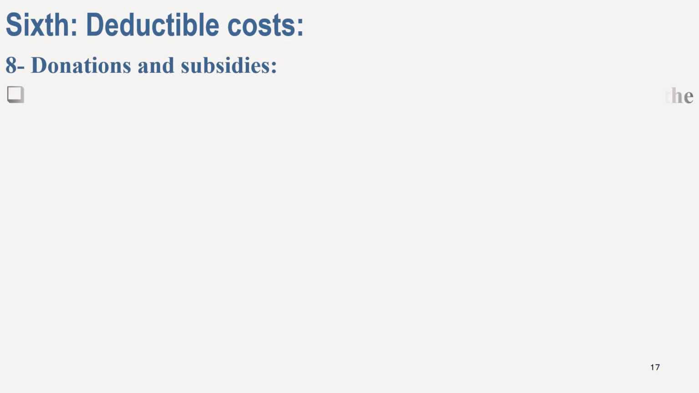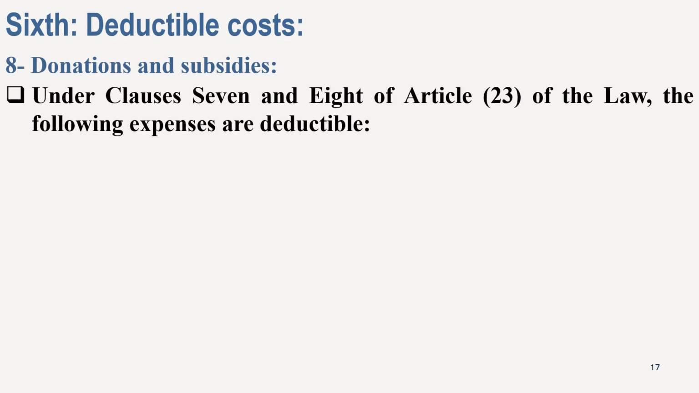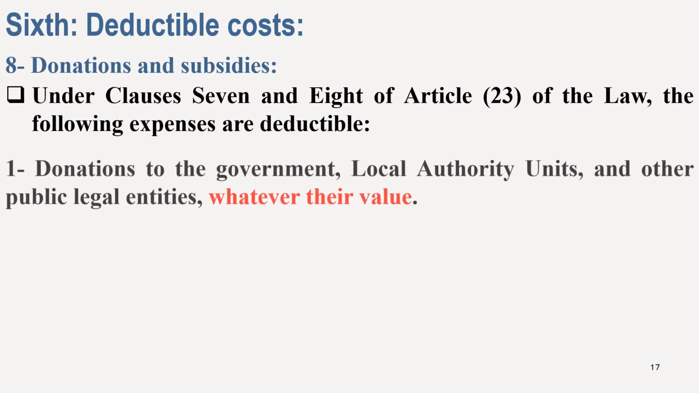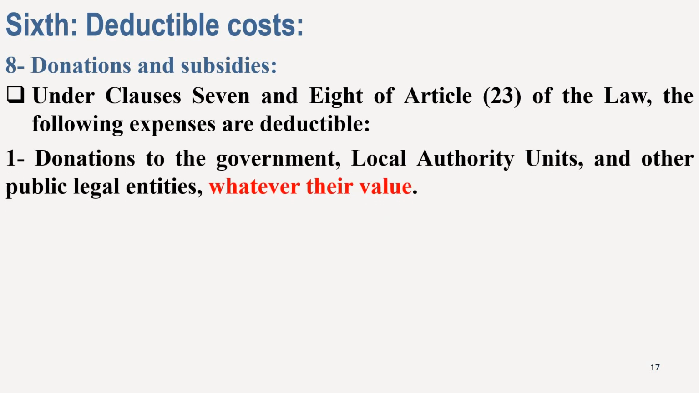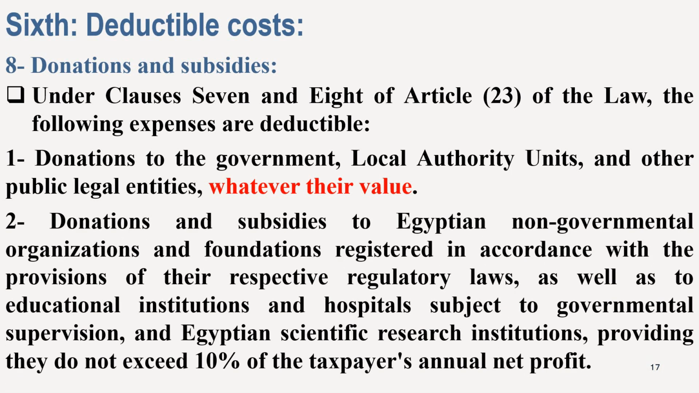Donations and subsidies. Under Clause 7 and 8 of Article 23 of the law, the following expenses are deductible. Donations to the government, local authority units, and other public legal entities, whatever their value. Donations and subsidies to Egyptian non-governmental organizations and foundations registered in accordance with the provisions of their respective regulatory laws, as well as to educational institutions and hospitals subject to governmental supervision and Egyptian scientific research institutions, providing they don't exceed 10% of the taxpayer annual net profit.